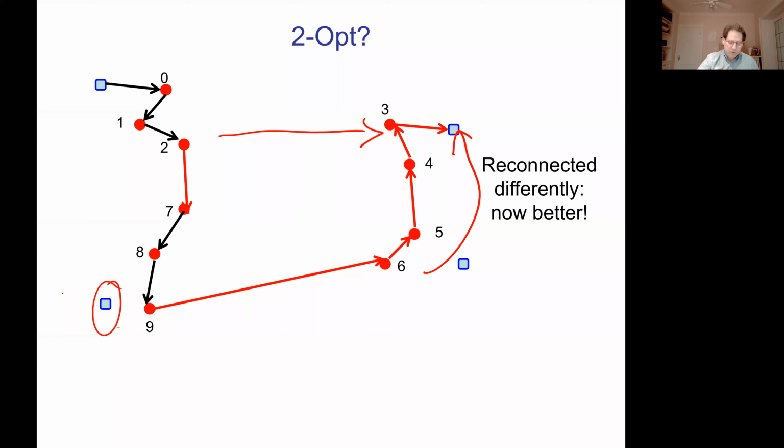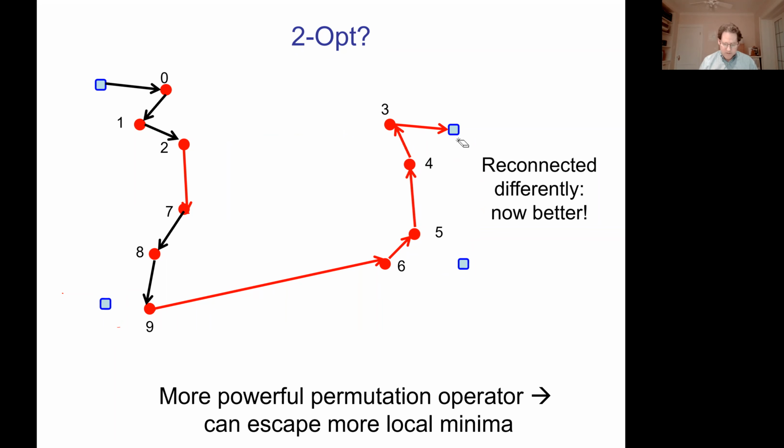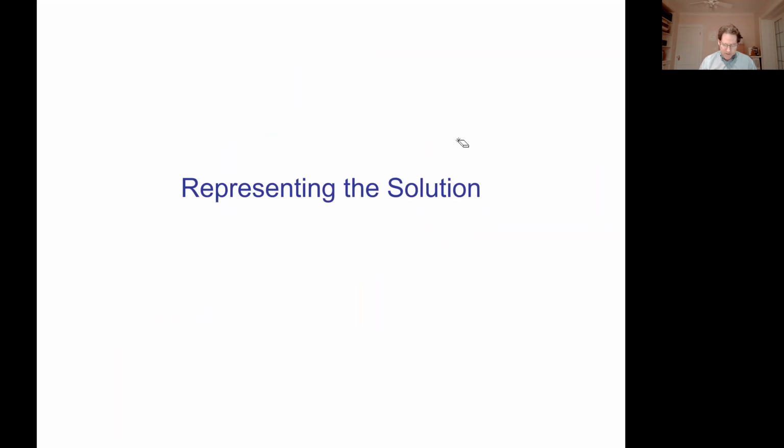I've basically gotten rid of 2 long connections that used to go back and forth. There used to be one over here too. And now I only have this one long connection. So it is better, but it was a bit of a challenge to find. I needed a fairly powerful perturbation operator to find that change. So we can escape that local minimum. Any questions on that?